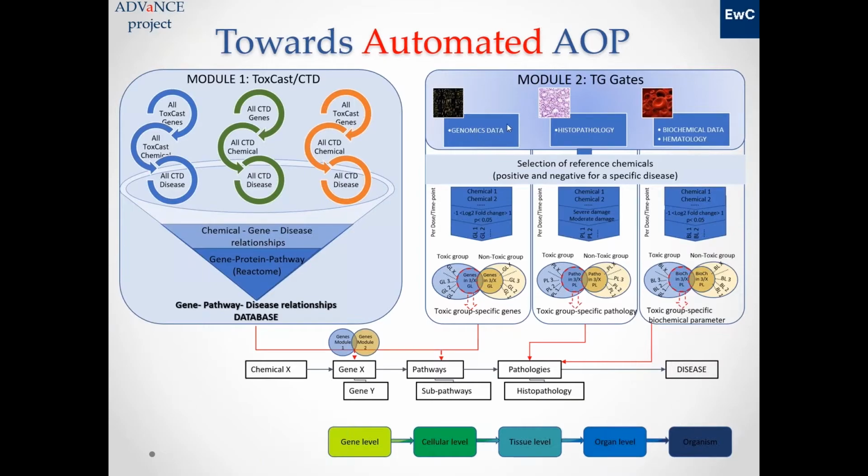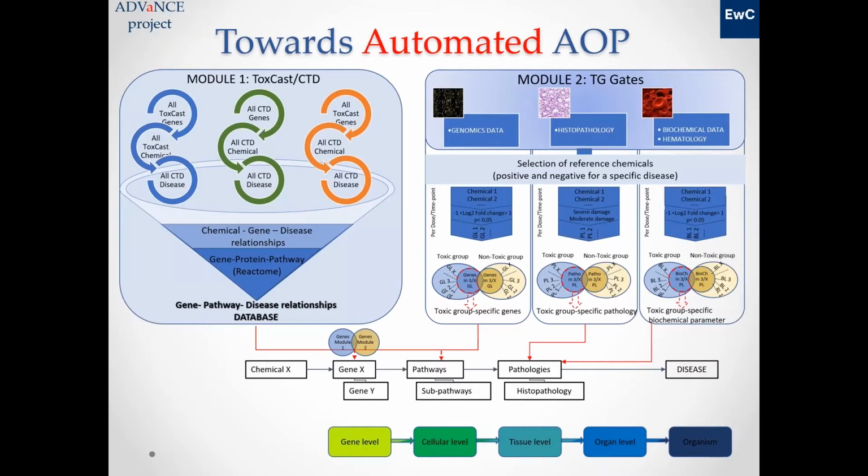So in the second module, we have the genomics data, histopathology, biochemical, and hematology data. And by applying different mechanisms of pre-filtering, we were able to extract the most specific information at the different levels of biological organization associated with the certain disease of interest.